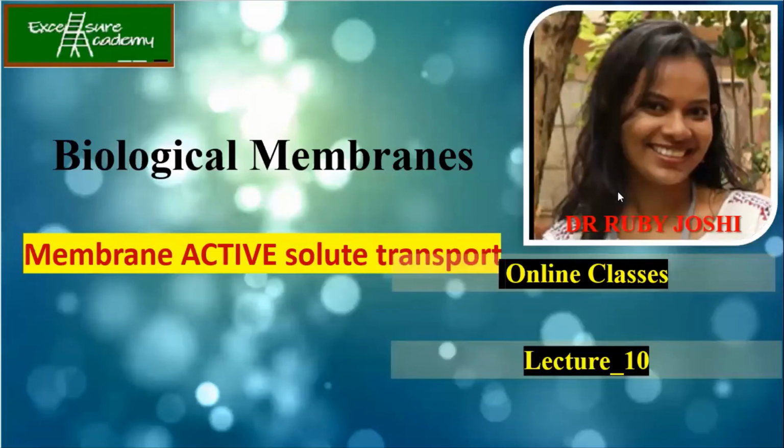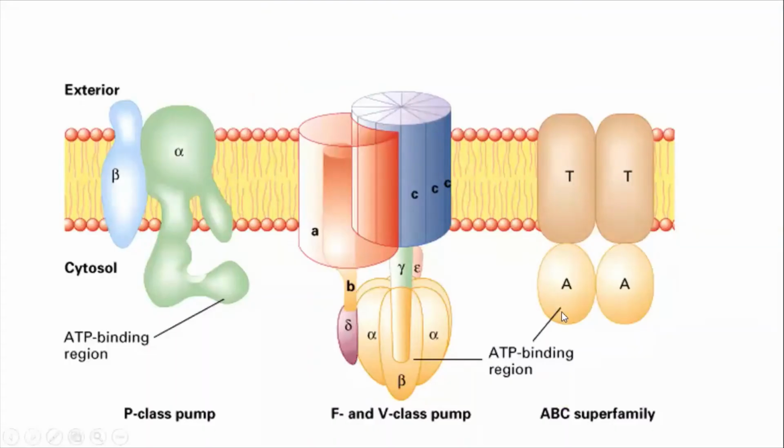Okay, so welcome back to again the active solute transport. So till now we discussed about the P class pump, right? So in this lecture we'll talk about the F and V class. So as you remember, we have talked about the alpha and beta structure of the P class pumps, right? Wherein we have discussed alpha 2, beta 2, correct? Now in this case, let's talk about the F and the V class pump.